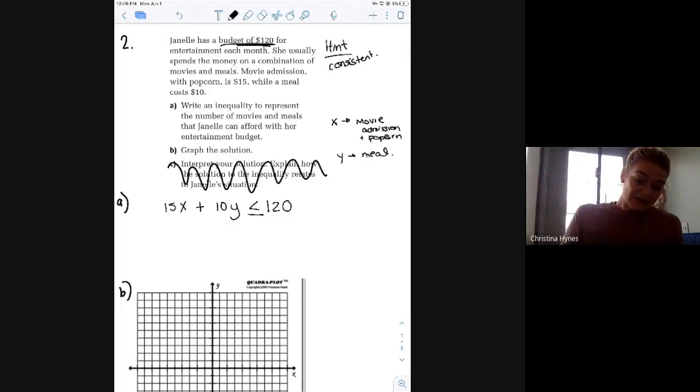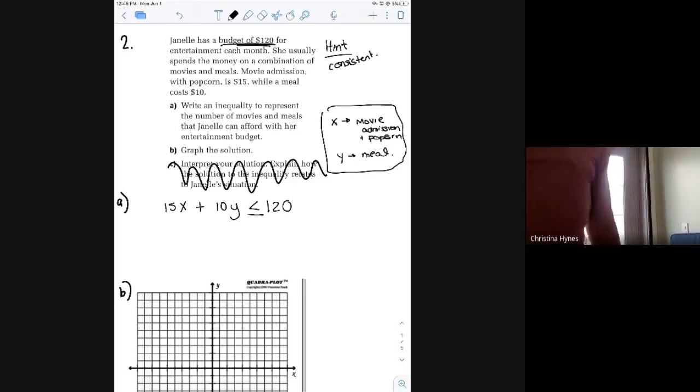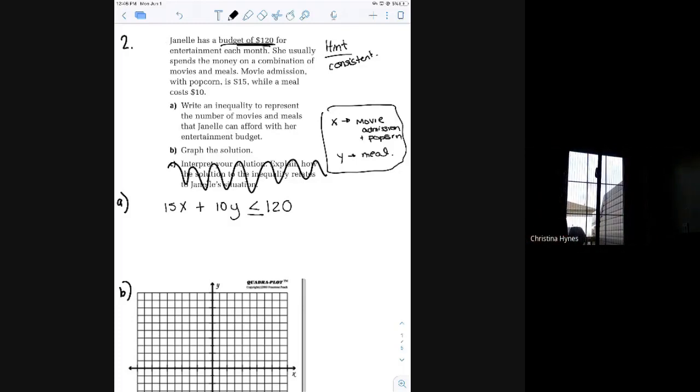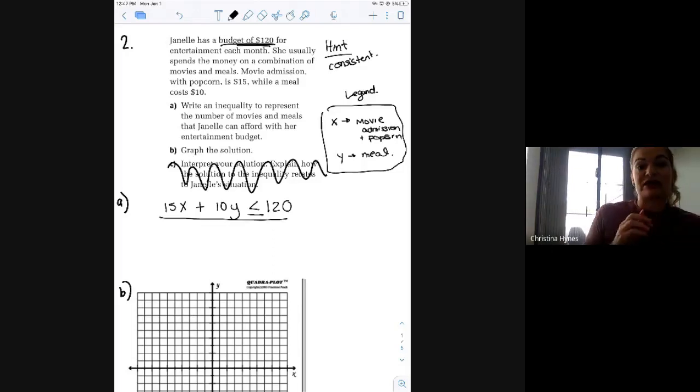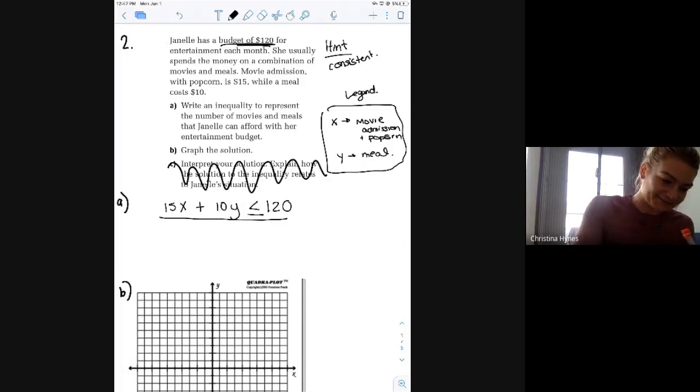The next part, this is what I want to see for full marks: you need to create a legend for what your X and Y represent, and then just the equation, Jacob, the equation that matches it.